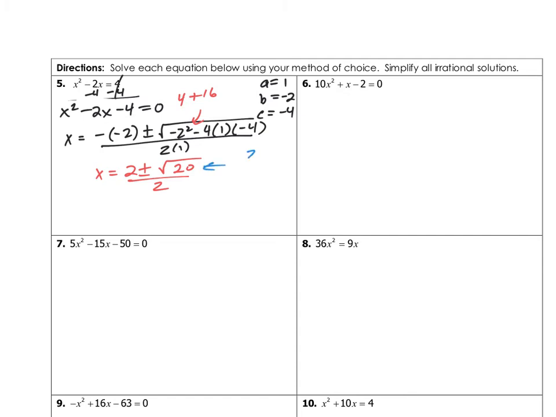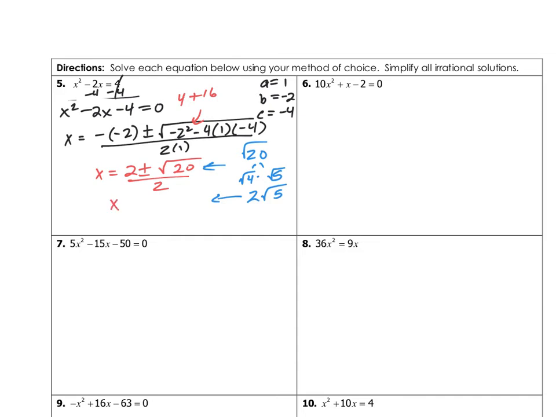Square root of 20 will simplify. We can say the square root of 4 times the square root of 5. Square root of 4 is the largest perfect square factor of 20. And if we take the square root of 4, that leaves us with 2 times the square root of 5. So that's going to come back over here.